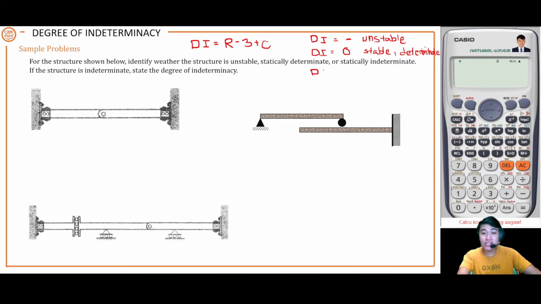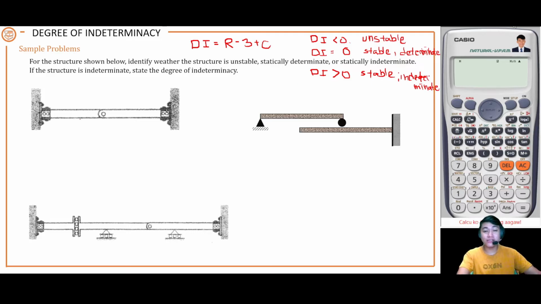Now, if the value of the degree of indeterminacy is positive, a value greater than 0, that is still stable and indeterminate.